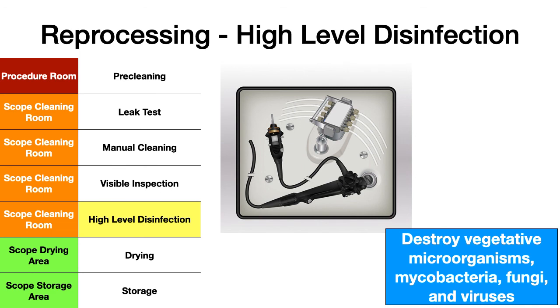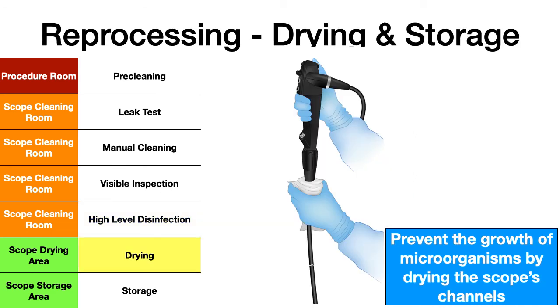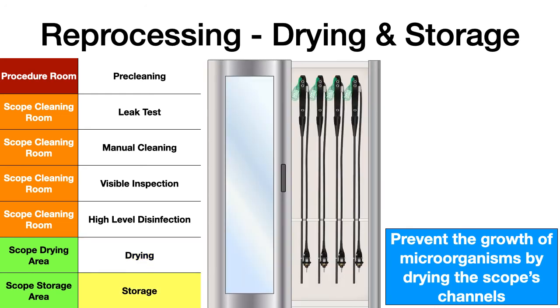Once it comes out of the machine, you take it and do the drying. This prevents the growth of microorganisms by drying the scope channels. Any amount of moisture will allow the bugs to grow inside, so you want to dry the channels. And following that, you store them vertically, as you can see here. Some of these storage areas can have a special mechanism to continuously blow air, and this prevents the growth of microorganisms by keeping the channels dry.